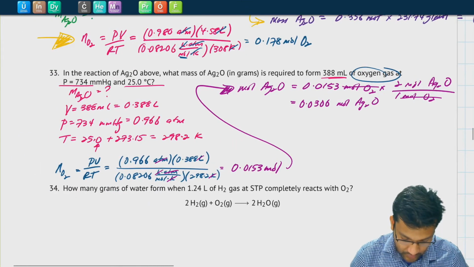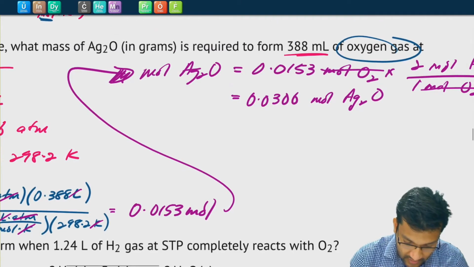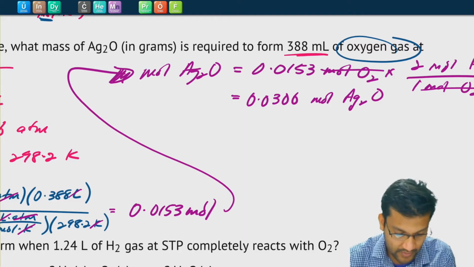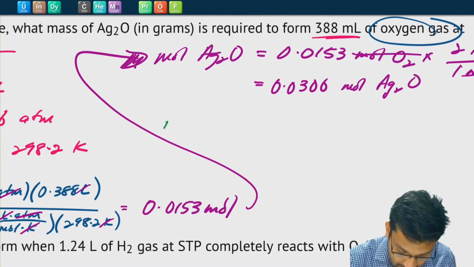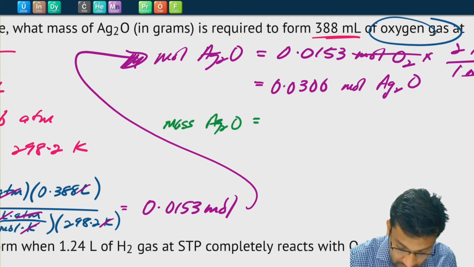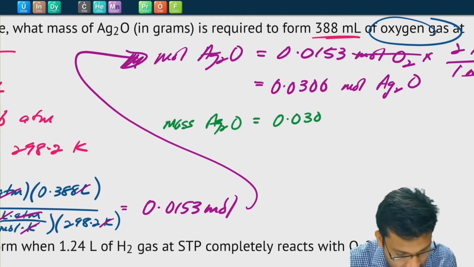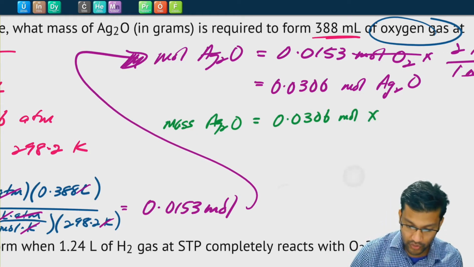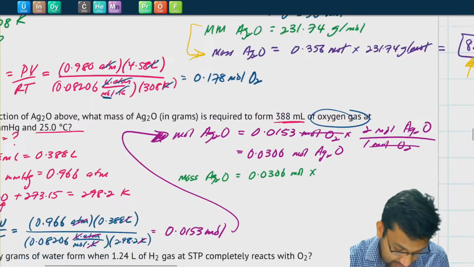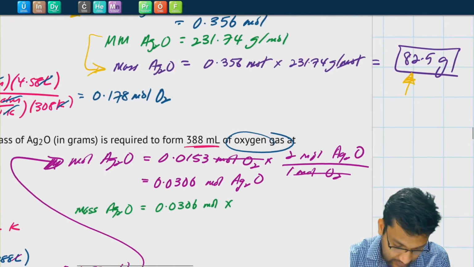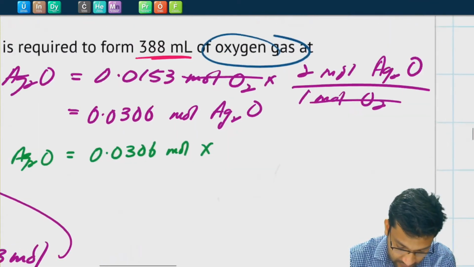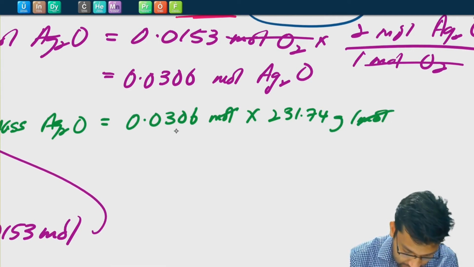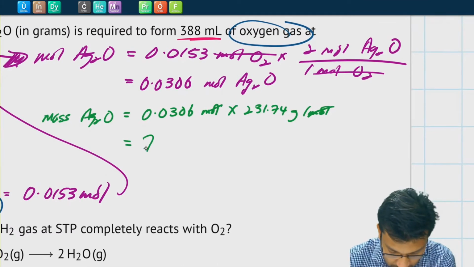First step, get the moles of the known compound. Second step, get the moles of the unknown compound. And then third step, find the unknown quantity of the compound we're working with. In this case, it's the mass. So the mass of Ag2O should be the number of moles, 0.0306 moles. And to convert moles to mass, we just multiply by the molar mass. We calculated that earlier, I believe. Well, we didn't. I assumed you knew what it was. It's 231.74 grams per mole. Moles cancel, and we get a mass of Ag2O of 7.10 grams.